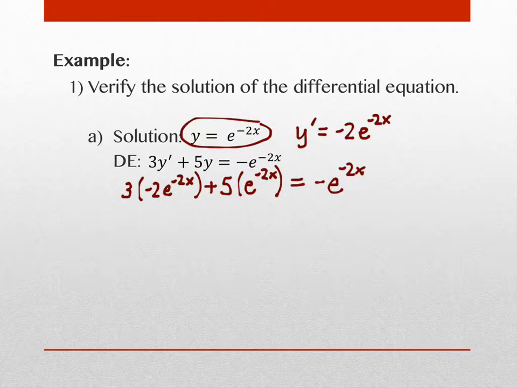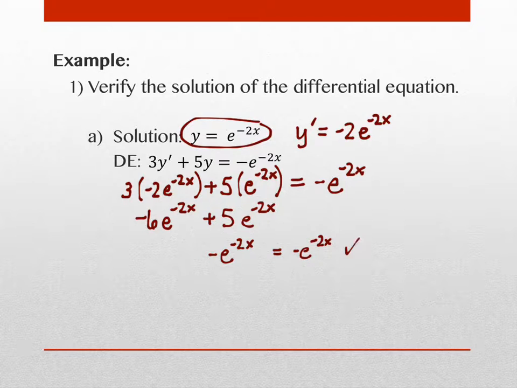If you take a look at the first piece, 3 times negative 2, you get negative 6. So this is negative 6 e to the negative 2x plus 5 e to the negative 2x. And of course, they have the same variable component, right? This piece is the same. So since those match, we can add them together and we end up getting negative 6 plus 5, which is negative 1, or negative e to the negative 2x, which is exactly the same thing that's on the other side. And it checks out. Simple enough? It's really a lot like pre-algebra, this component of it.